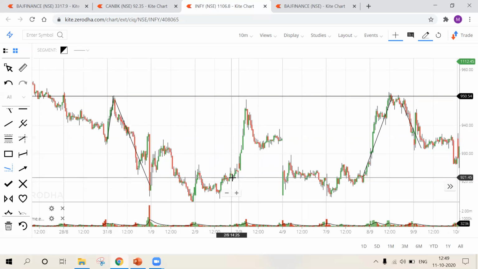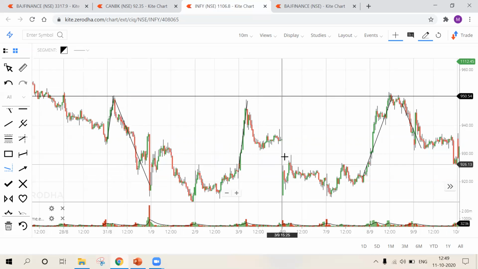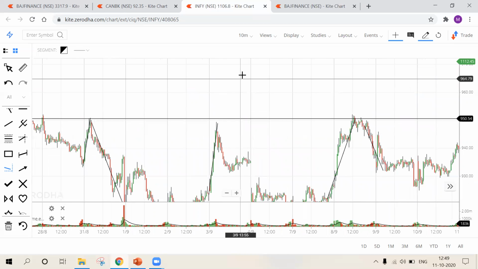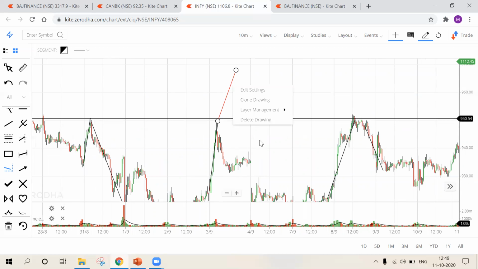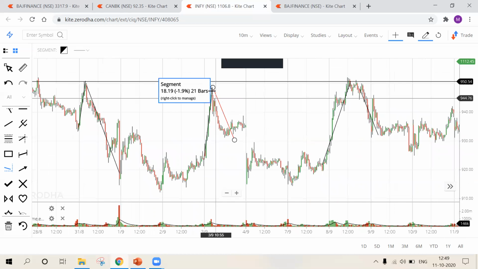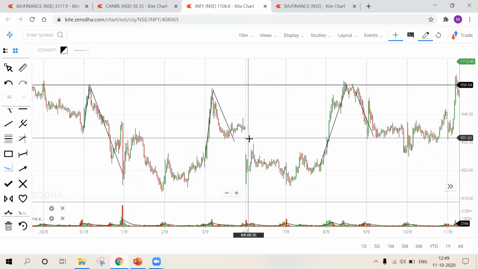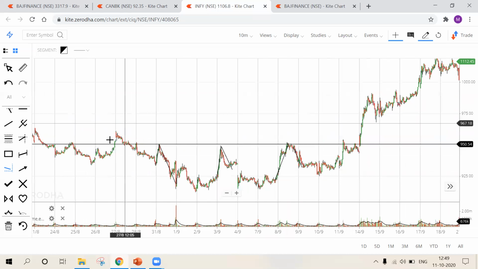So again, when buyers are trying to take the price upward, sellers come to the market and resist the price movement upward, and they push the price downward. Sellers come to the picture at these resistance levels. Such a zone or level is called a resistance level. So it's the reverse of support.